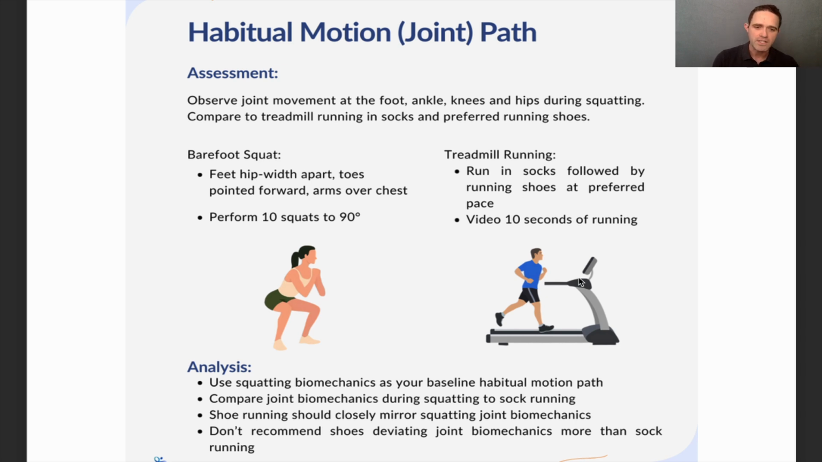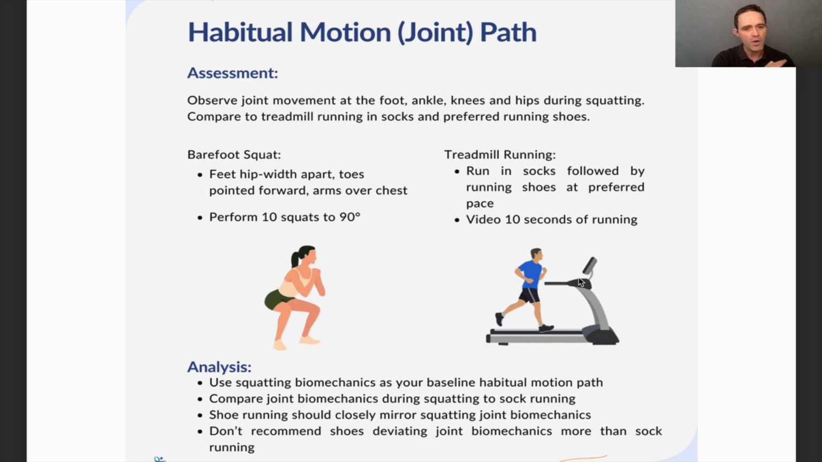Now we want to use the squat biomechanics as the baseline habitual motion path. Then we're going to compare that to the sock running. Now, there's high deviators and low deviators. Some folks really deviate between their biomechanics when they squat versus when they are sock running. That's a good thing to take note of. But really what we need to do is when they're running in the shoe, we want to closely monitor how they're looking, how those biomechanics are shaking out. And really, we want that to mirror the squatting biomechanics.